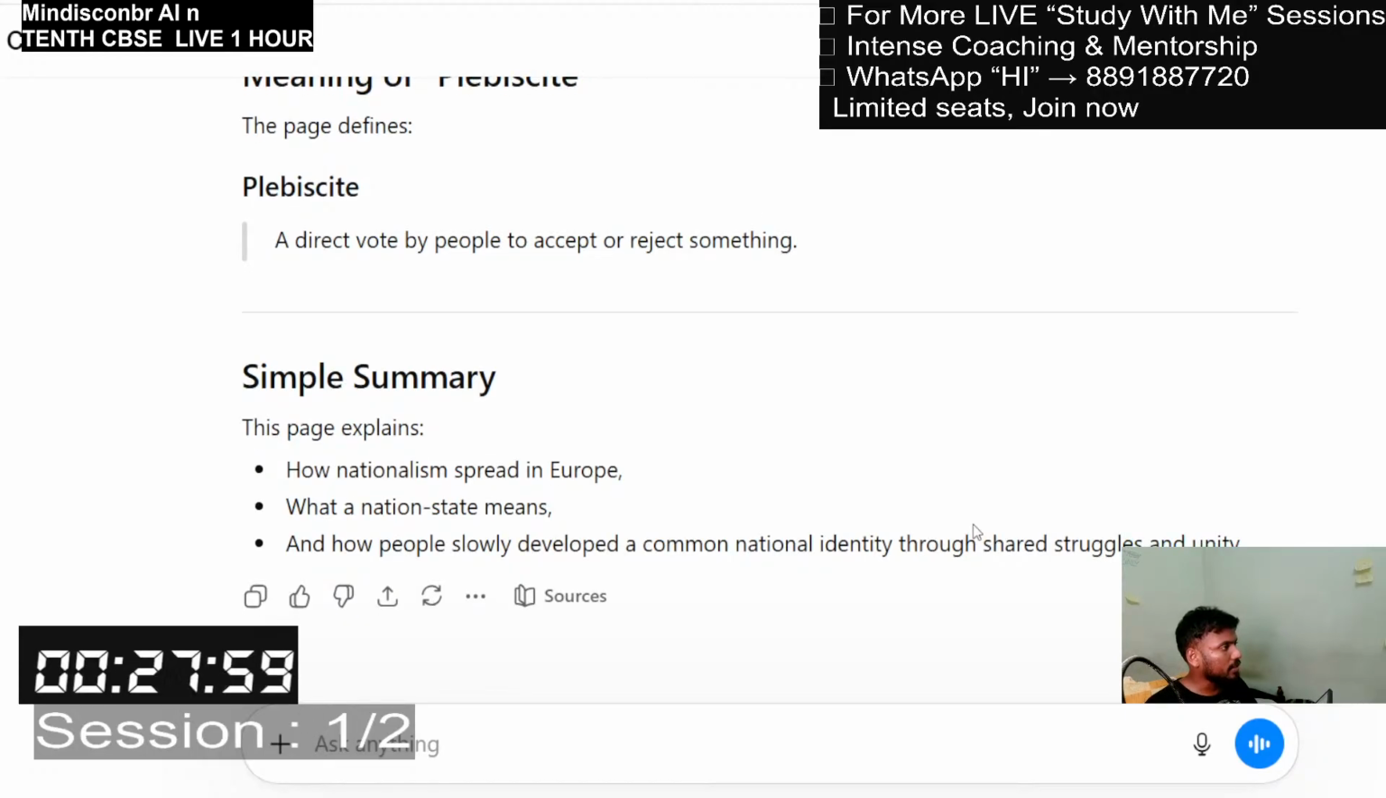Simple summary. This page explains how nationalism spread in Europe, what a nation state means, and how people slowly developed a common national identity through shared struggles and unity.